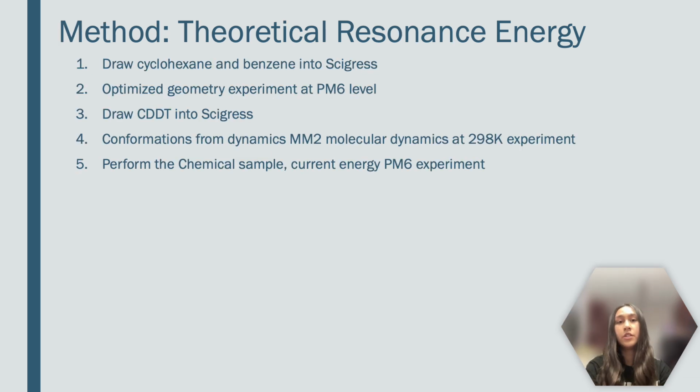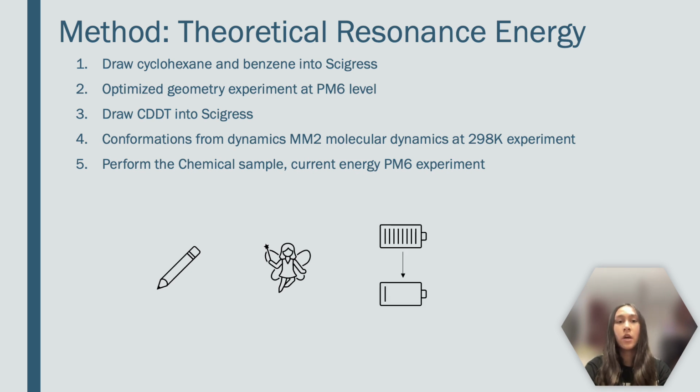Now moving on to the procedure of finding the theoretical resonance energy. First, the molecules were drawn in SciGRESS. For cyclohexane and benzene, an optimized geometry experiment at the PM6 level was performed. For CDDT, however, another step had to be taken in order to find the lowest energy conformation of CDDT at room temperature, and then the heat of formation experiment was performed at the chemical sample PM6 at current energy.